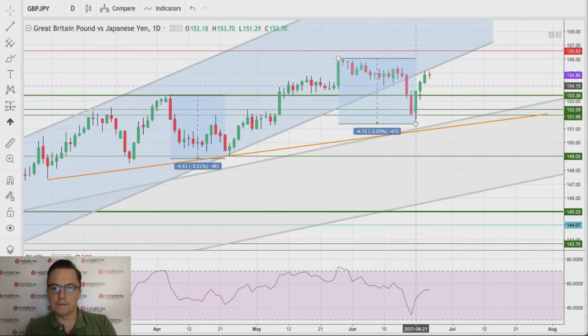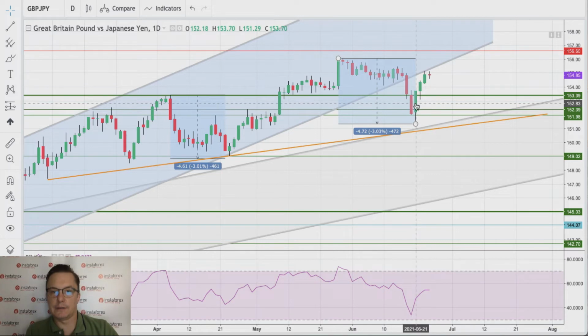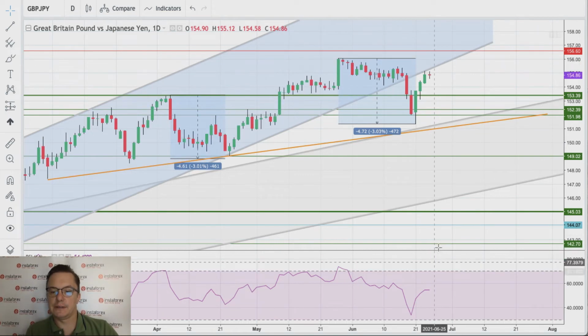Very nice bounce, very nice reversal pattern from 151.98, and the lows apparently made at 151.29. Bullish engulfing pattern. We are trading right now just below the lower channel boundary. If we get back to it, as you can see, the momentum is already 54 points.